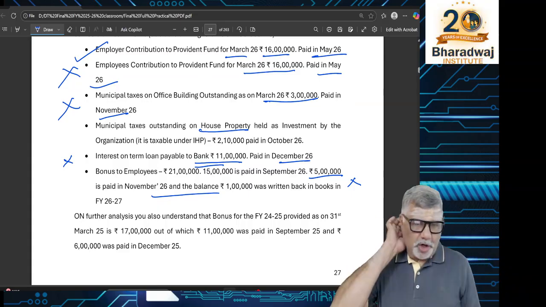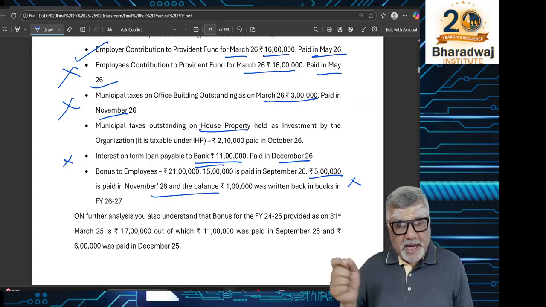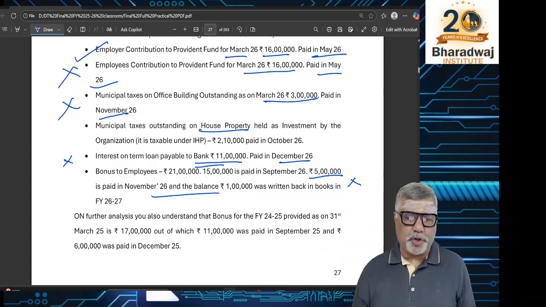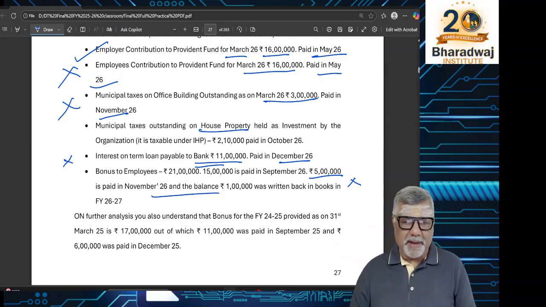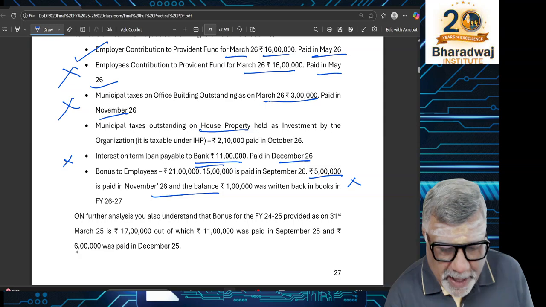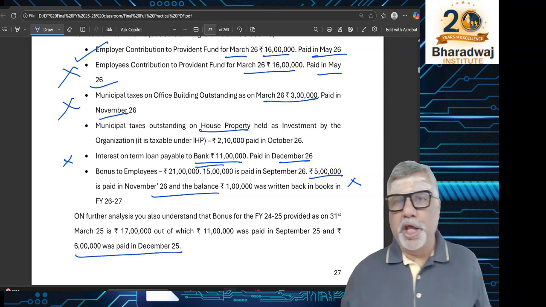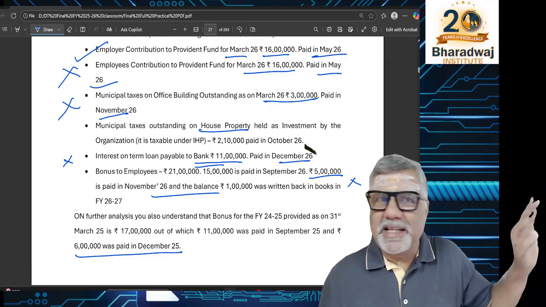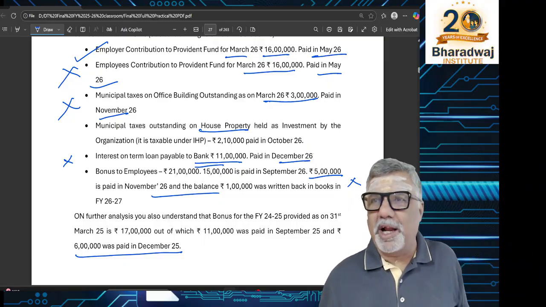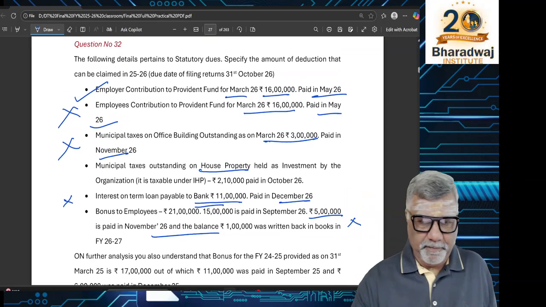On further analysis, you understand that there is a bonus for the year 24-25, 17 lakhs. 11 lakhs was paid in September and 6 lakhs was paid in December 25. This would have been disallowed in the last year. Since it is paid, it should be allowed in this year.